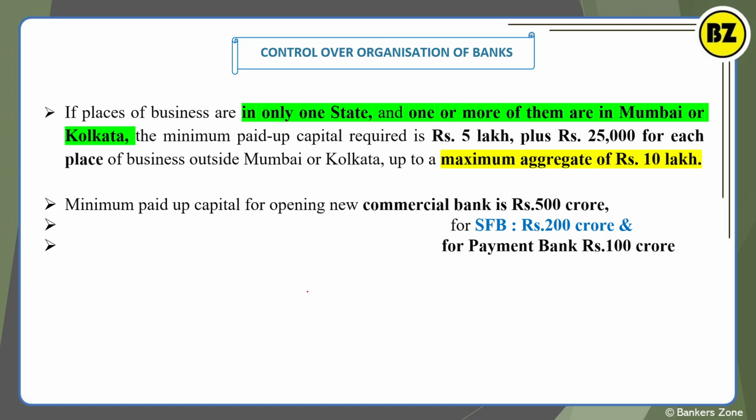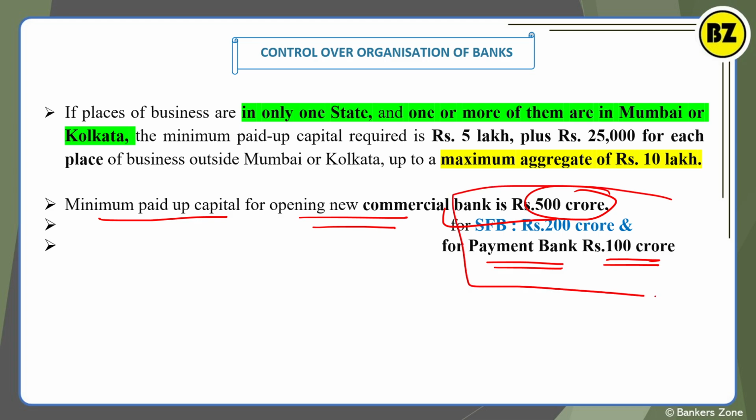Okay, and the minimum paid up capital for opening a new commercial bank is 500 crores, which we have already discussed. For a small finance bank it is 200 crores, and for a payment bank it is 100 crores. Okay, those 3 figures also you have to remember.